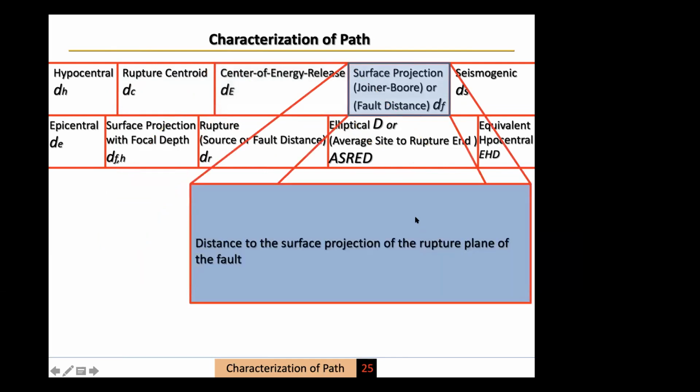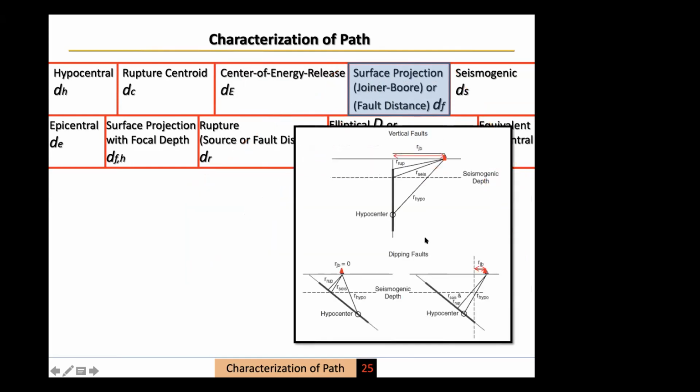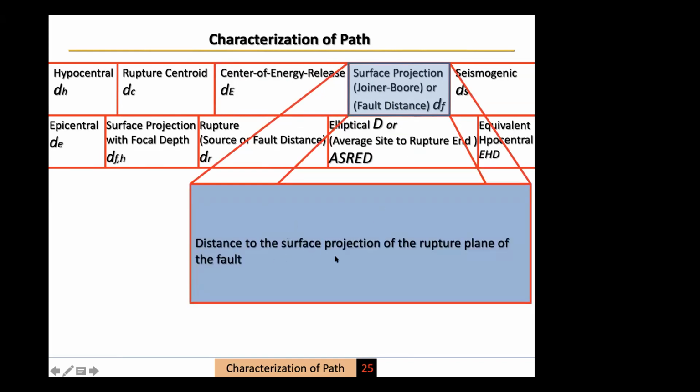This is one of the most important definitions of distance, called surface projection or Joyner-Boore or fault distance. In literature, you may face one of these names, Joyner-Boore or fault distance. This is the distance to the surface projection of the rupture plane of the fault. Here your fault is vertical, and this would be your Joyner-Boore distance. Just to recall the definition, this is the distance to the surface projection of the rupture plane of the fault.